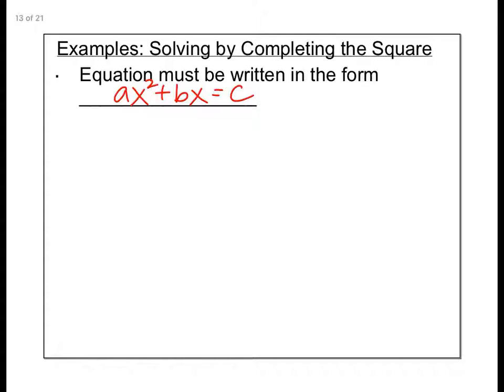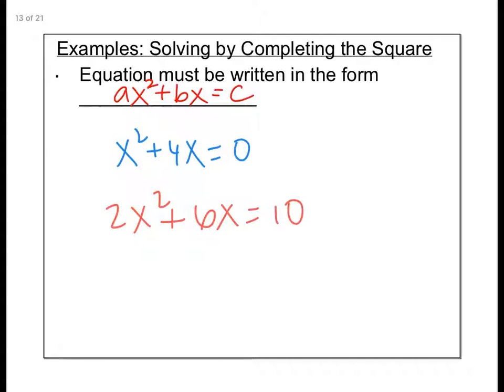Okay, so when you solve these, the thing you have to remember is that your equation has to be written in the form ax squared plus bx is equal to c. So what that means is the x terms are on one side together and the number is on the other side by itself. So this might look like x squared plus 4x is equal to 0. Could also look like 2x squared plus 6x is equal to 10. But the important thing is the x's are on one side, and then the number is by itself on the other side.